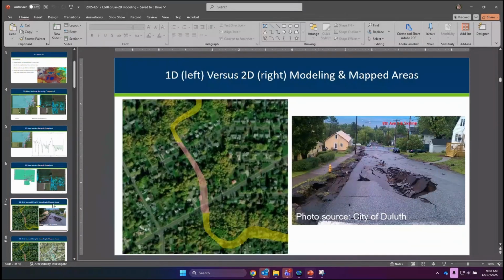Other situations, like old maps in Duluth, many of you remember the huge storm in Duluth in 2012. The old floodplain maps in St.